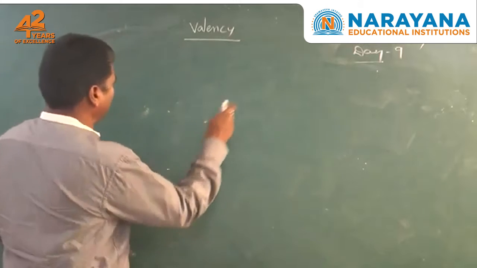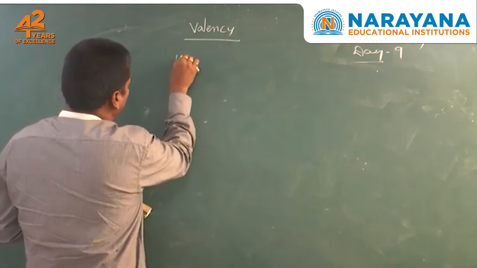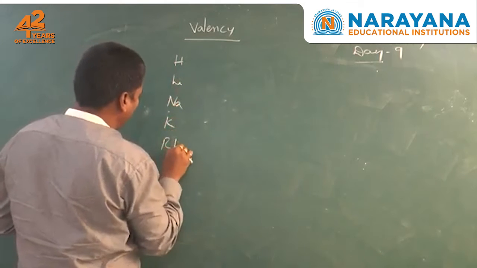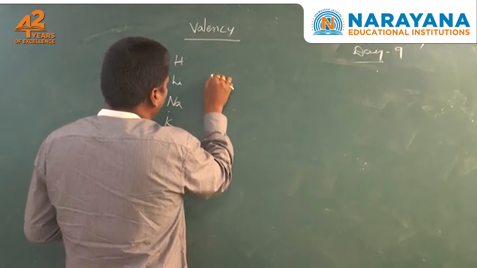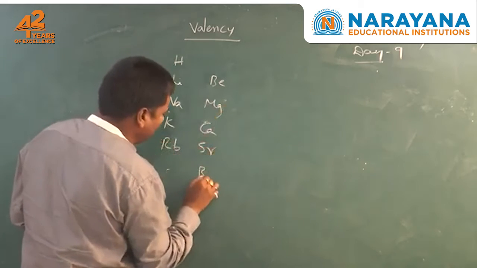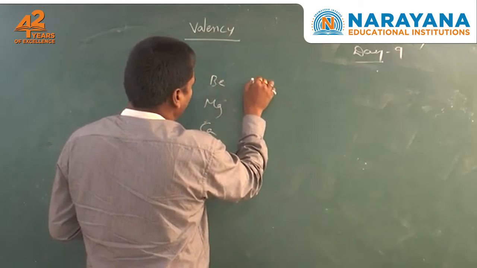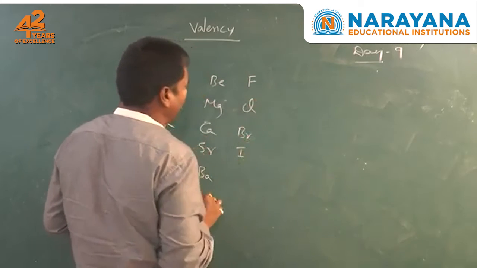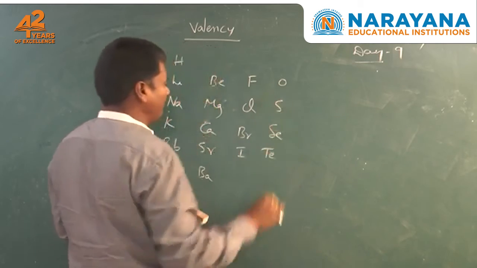Okay. Now for a few elements, you will see the valency of the specific elements. Now if we take hydrogen, lithium, sodium, potassium, rubidium. Now come to beryllium, magnesium, calcium, strontium, barium. Then suppose we come to fluorine, chlorine, bromine, iodine, or oxygen, sulfur, selenium, tellurium.